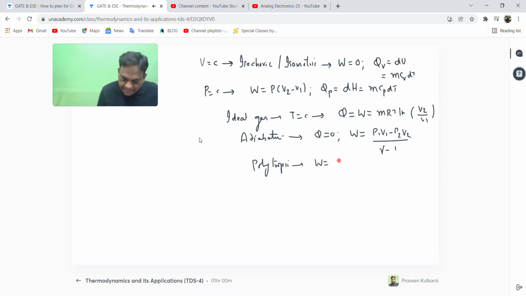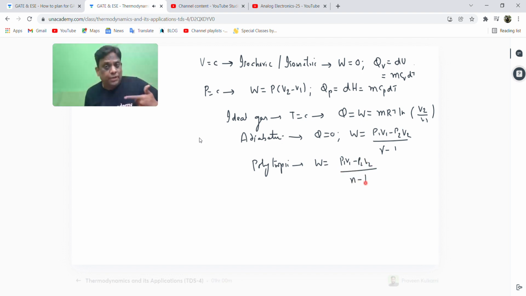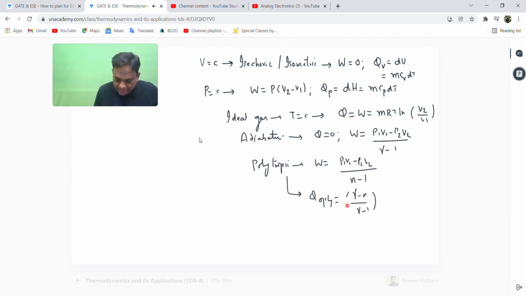The work transfer is given by (P1V1 minus P2V2) by (n minus 1). Can anyone give me what is polytropic heat transfer? Do you remember? Polytropic heat transfer is given by, say it once, (gamma minus n) by (gamma minus 1) into work. These are the equations that I gave for a closed system undergoing different processes.